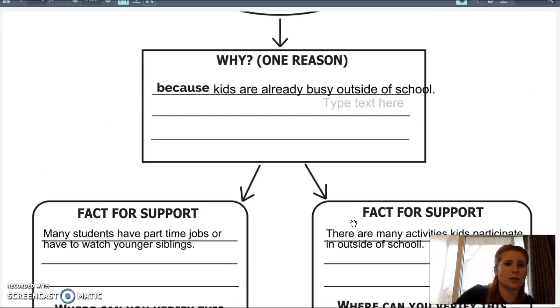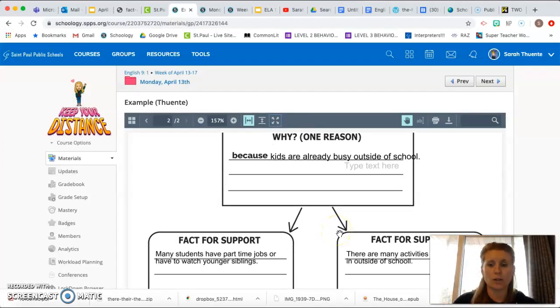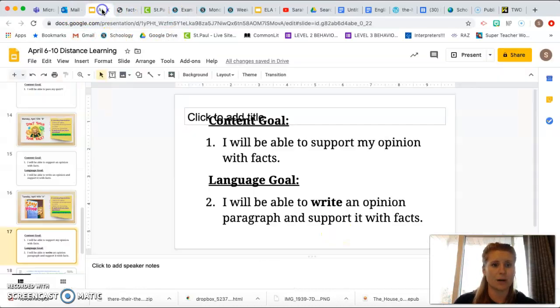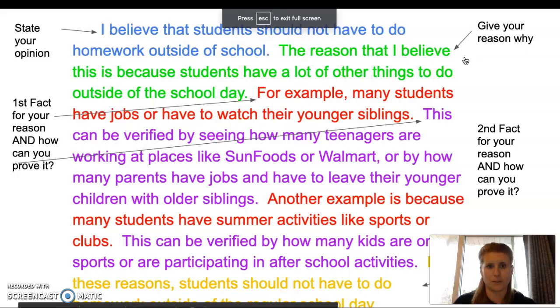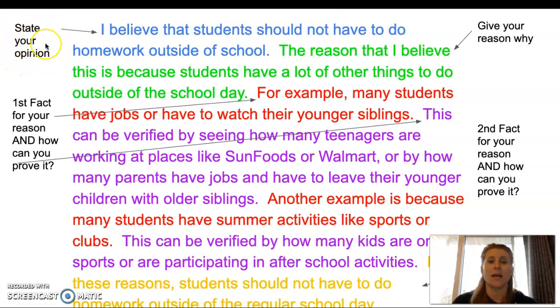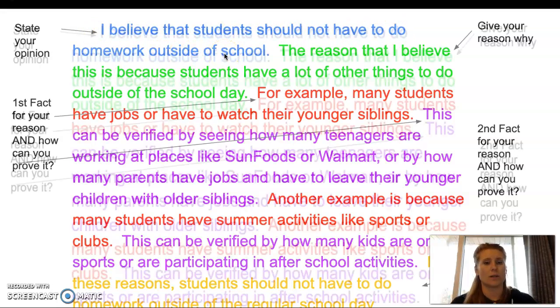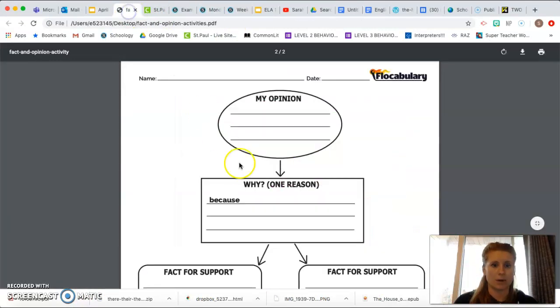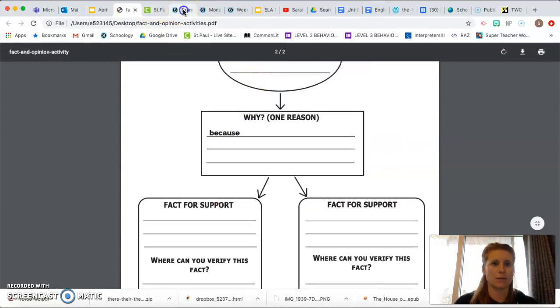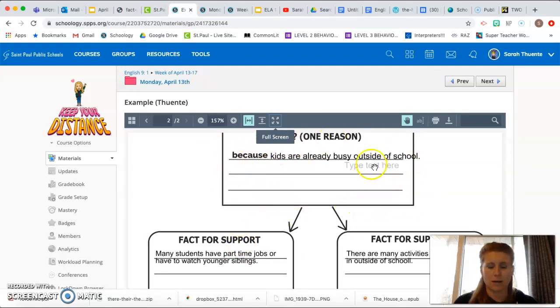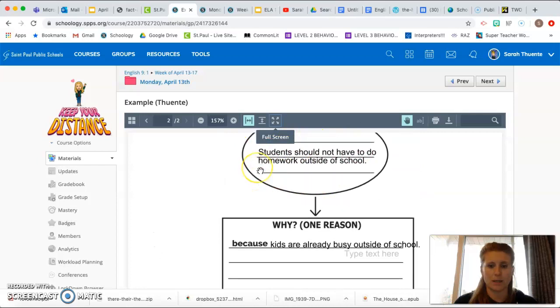So let's go ahead and we're going to look at some sentence starters, and we're going to look at an example. So let's go back to our graphic organizer. Here is an example that I wrote. Let's take a look. It says, first thing that we have to do is we need to state our opinion, and you need to do it in a complete sentence. So I wrote, I believe that students should not have to do homework outside of school. We saw that here in my example. Here it is. This was my opinion. So that's my first sentence.